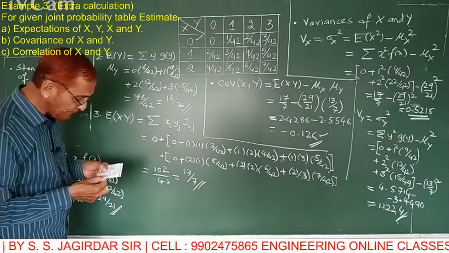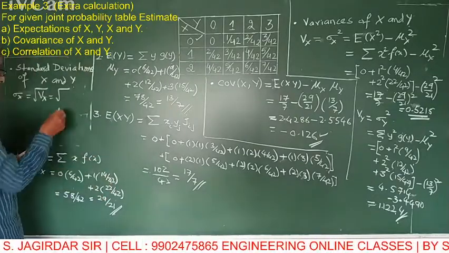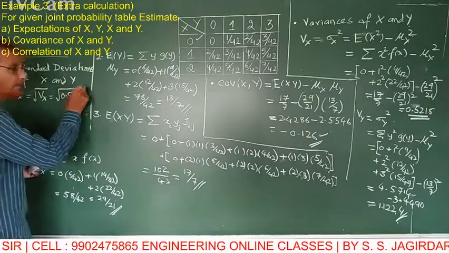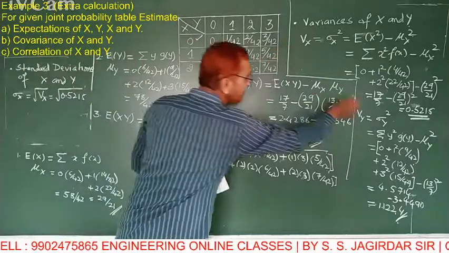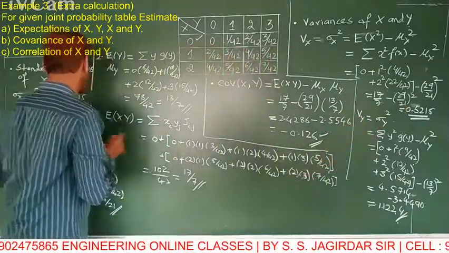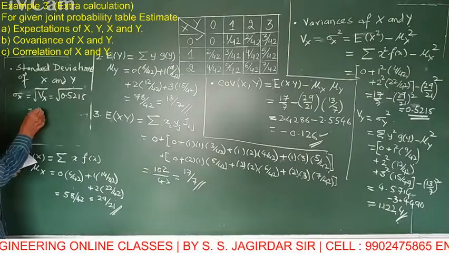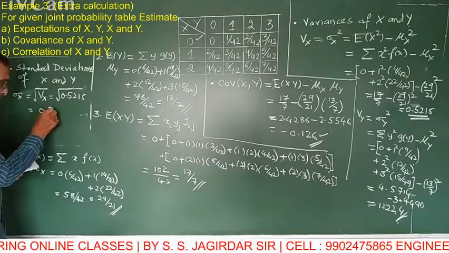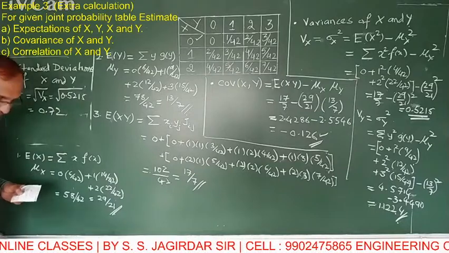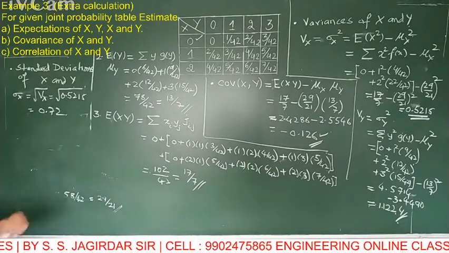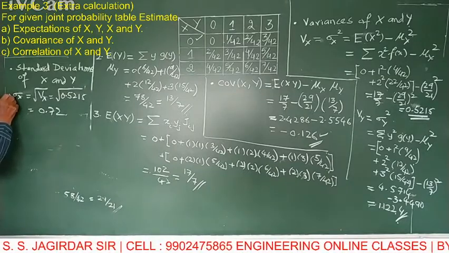Variance of x is 0.5215. And when you get the square root of this quantity, it will be approximately 0.72. Okay, after getting this, this is the first standard deviation, of x.